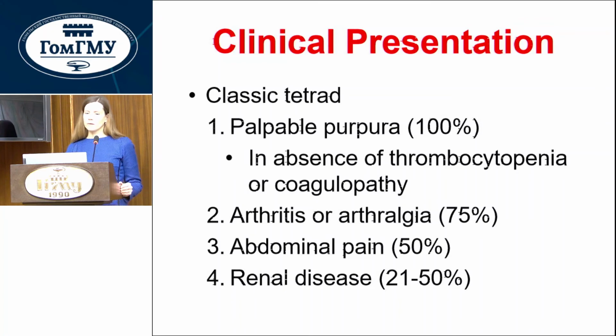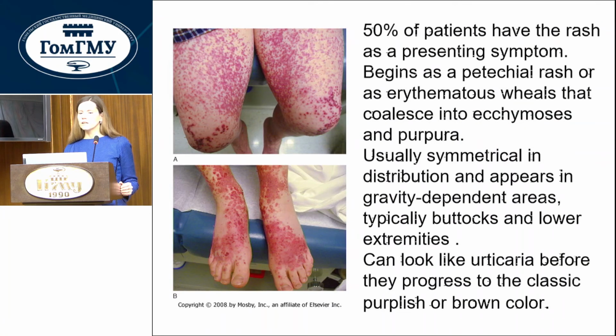Clinical presentation. First of all, palpable purpura in the absence of thrombocytopenia, arthritis or arthralgia, abdominal pain in 50% of patients, renal disease in 20 to 50% of patients, and we have a picture with the specific hemorrhagic rash in case of hemorrhagic vasculitis. It's a petechial rash, very similar to thrombocytopenia but brighter in color.